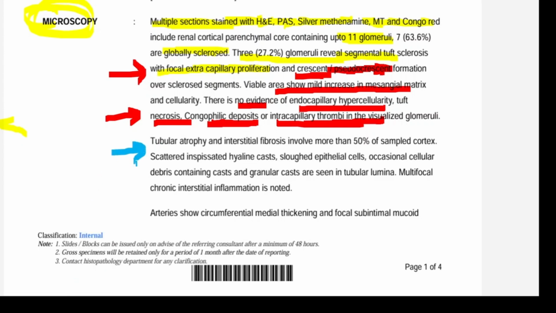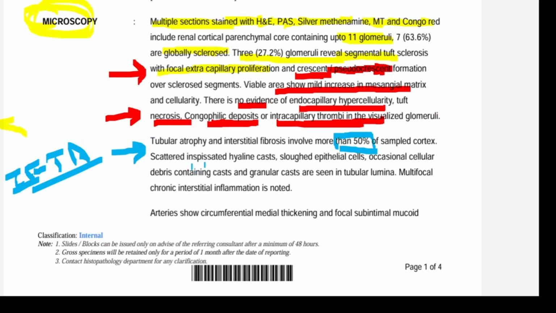Then comes, look at here: tubular atrophy and interstitial fibrosis involve 50% of the sampled cortex. That means 50% is already gone, so it won't be recoverable. But in the representational sample that we got, this is also called IFTA. IFTA is 50%. That means another 50% is recoverable. So your treatment has to be a bit aggressive.